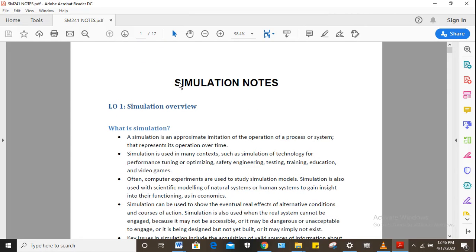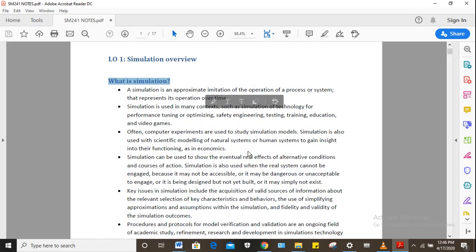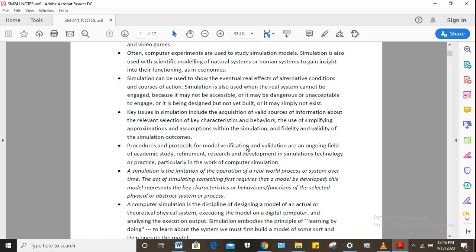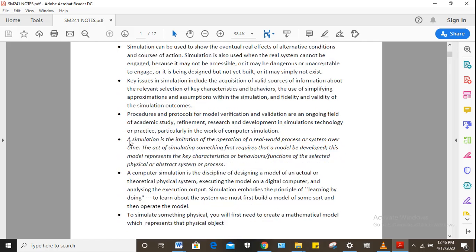In the notes, as you can see, it says what is simulation. The notes say a lot of variety of things regarding simulation, but the one that I enjoy the most is the one which says simulation is the imitation of the operation of a real-world process or system over time. So the act of simulating something first requires that a model be developed. This model represents the key characteristics or behaviors or functions of the selected physical or abstract system or process.